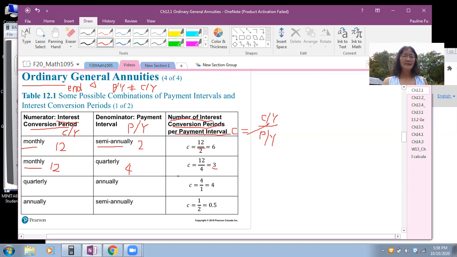Next, if interest is compounded quarterly, CY equals 4. If you are making payment every year, meaning 1 payment per year, C equals 4 over 1 equals 4. Last one, if interest is compounded annually, CY equals 1, and if you are making payment semi-annually, PY equals 2, so C equals 1 over 2, 0.5. Okay, so that is the number of interest conversion periods per payment interval.